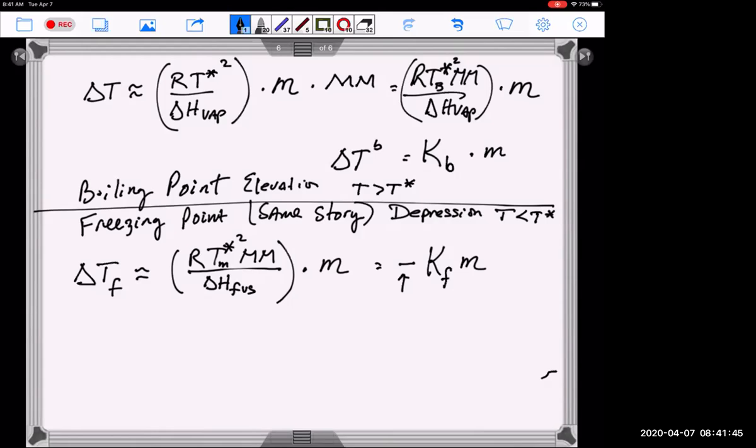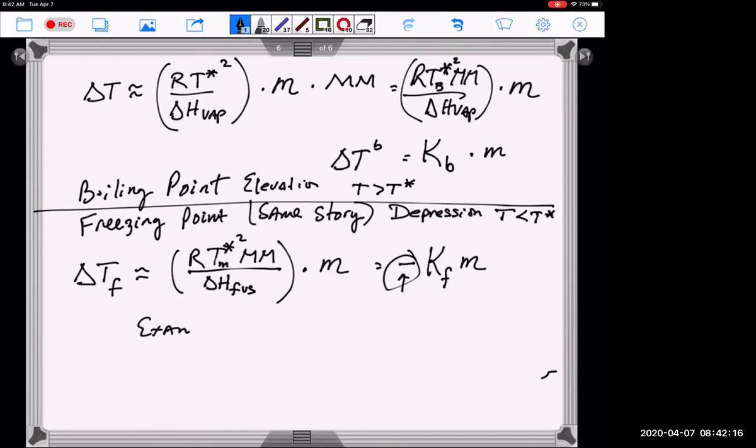a minus sign is introduced because delta H of fusion is positive, molar mass is positive, T melting is positive, and then you square it, and then R. And so there's no way to get a decreased value from delta T unless we put the minus sign. So that's what we do. All right, so let's do an example.